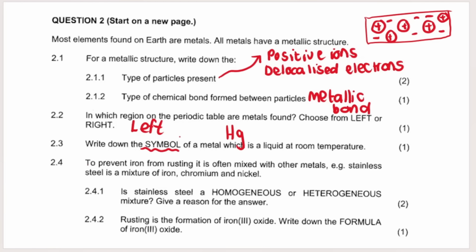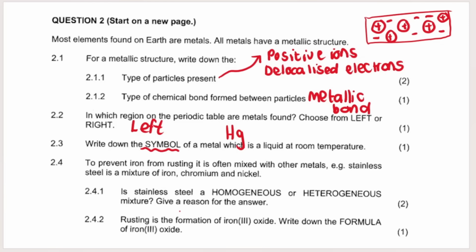2.4, to prevent iron from rusting, it's often mixed with other metals. Stainless steel is a mixture of iron, chromium, and nickel. Is stainless steel a homogeneous or heterogeneous mixture? Give a reason for your answer.